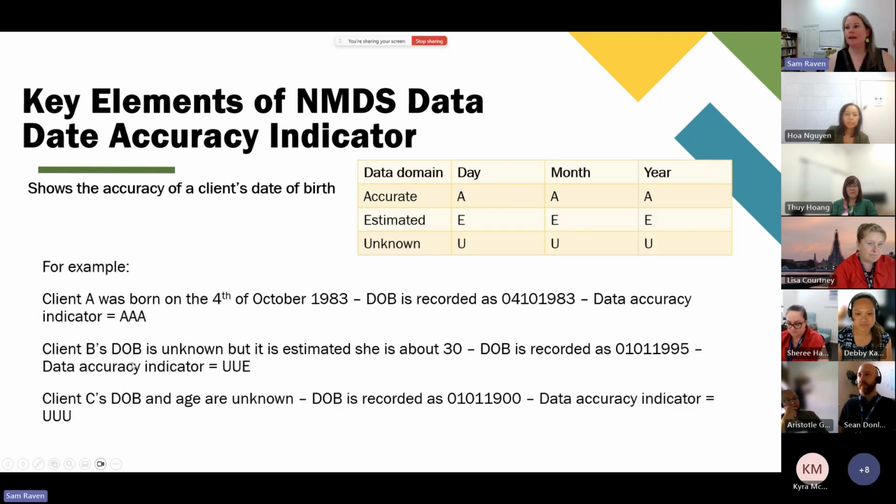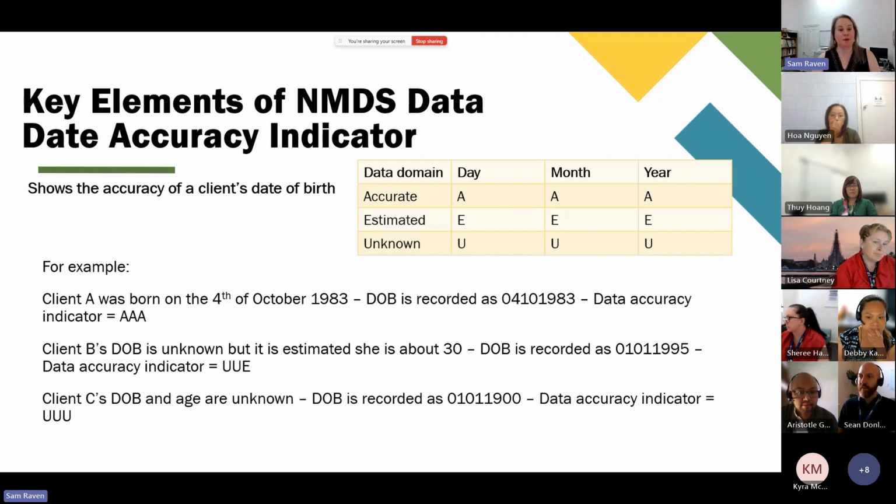Thanks for that, Debbie. So the next key element is around the date accuracy indicator. I talked before about collecting someone's date of birth and how we like to avoid using unknown if we can, and to make an estimation. So this is just kind of what that looks like. For every date of birth, you have what's called an accuracy indicator.